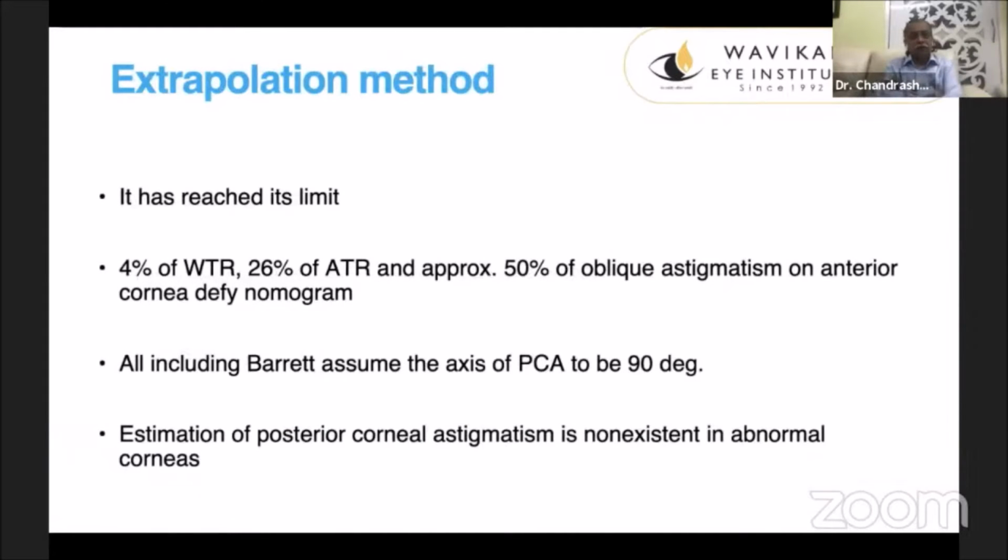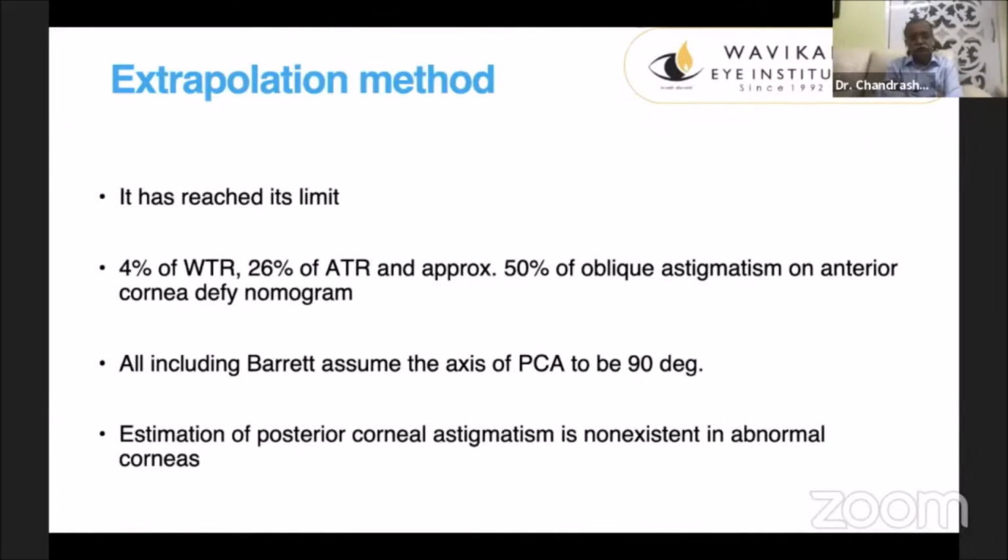Okay, so up till now, whatever we have covered, including Barrett, we call this the extrapolation method. But these methods have reached their limit because there are some cases where it is not ATR on the posterior surface, and they would defy the Barrett nomogram. In addition, Barrett assumes that the PCA axis is 90 degrees, and now we know from many readings that it is not 90, but can be somewhere between 70 and 110, and it will exert a different effect.